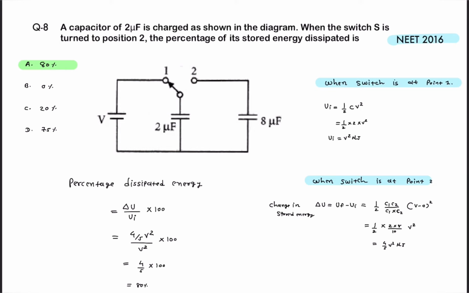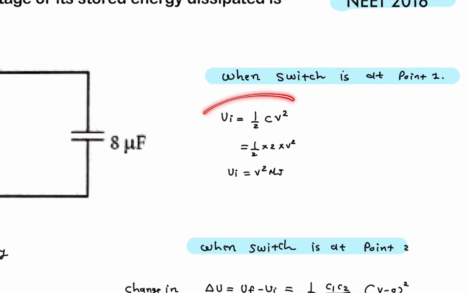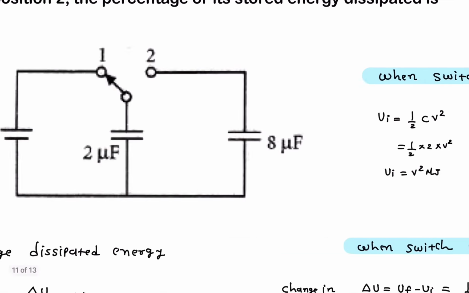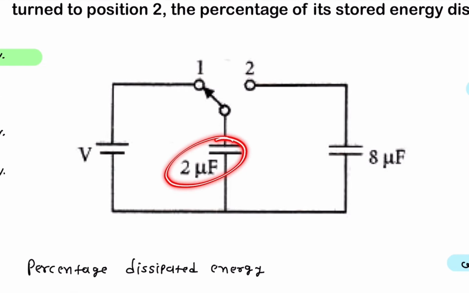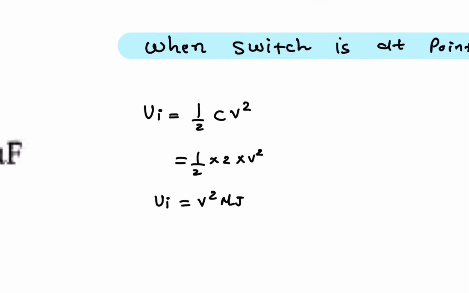When the switch is at position number 1, Ui, the initial energy stored, is equal to 1/2 CV square, and C is given as 2 microfarad, because when the switch is in position 1, the equivalent capacitance is 2 microfarad and the potential difference is V. So Ui is equal to 1/2, in place of C we can write 2 microfarad, and here is V square. So the initial energy stored in the capacitor Ui is equal to V square microjoule.